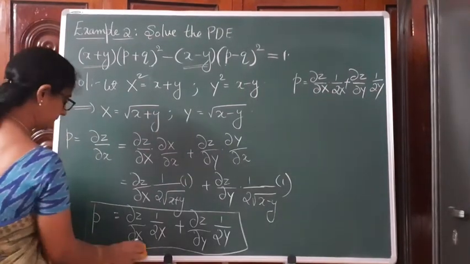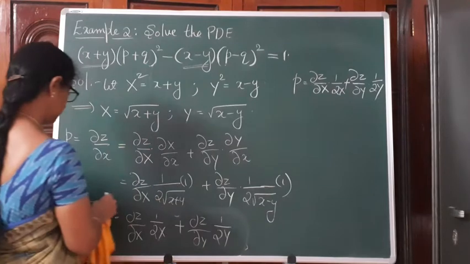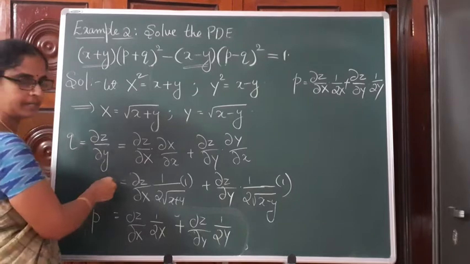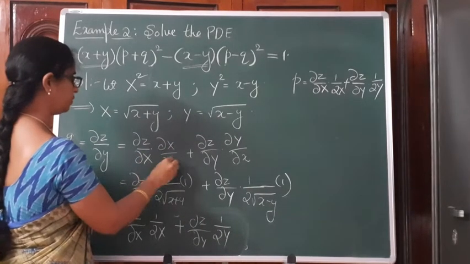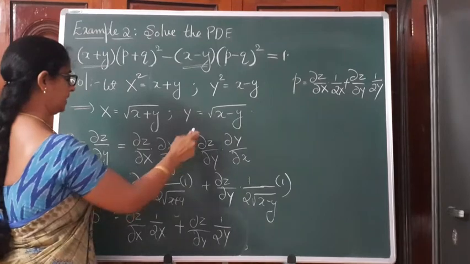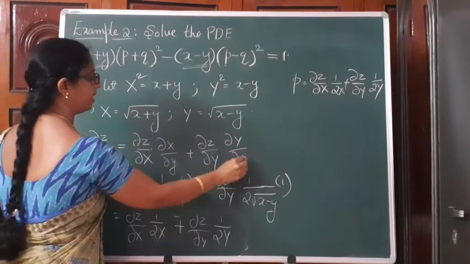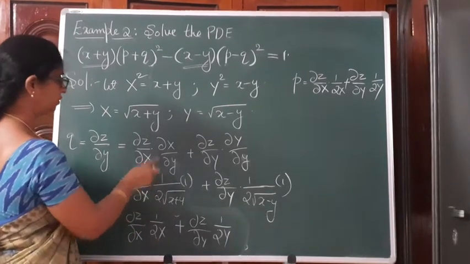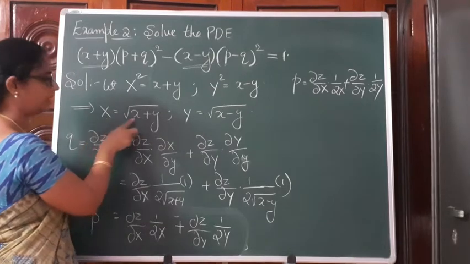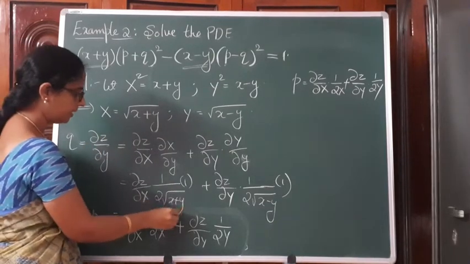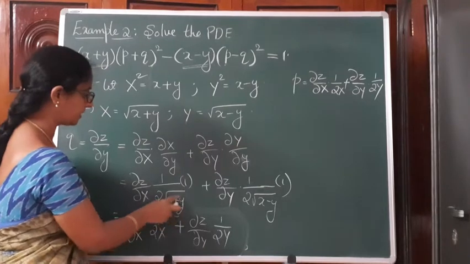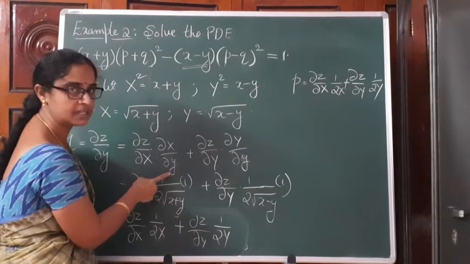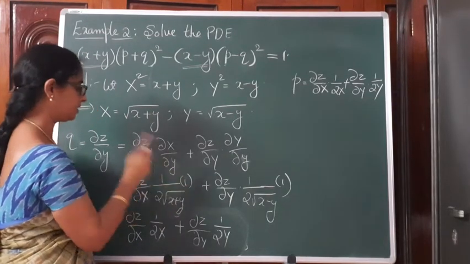Now let us find what is Q. Q is dou z by dou y. Now this can be written as dou z by dou capital X into dou capital X by dou y plus dou z by dou capital Y into dou capital Y by dou y. This is by the chain rule, which is equal to dou z by dou capital X into what is dou capital X by dou y. Dou capital X by dou y is 1 by 2 root x plus y into the internal derivative, the derivative of x plus y with respect to y. Derivative of x is 0, derivative of y is 1 because we are partially differentiating with respect to y. So this is 1 here.